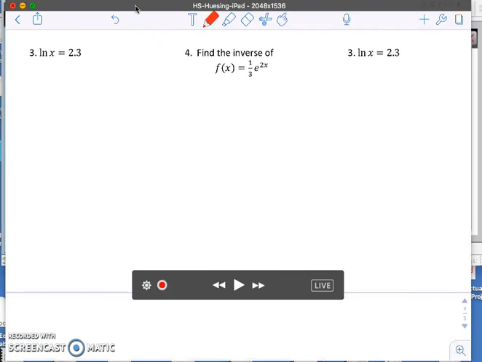So this next one, the natural log of x equals 2.3. Let's rewrite it as a log. So this is e to the 2.3 equals x. And once again, you can type it in.